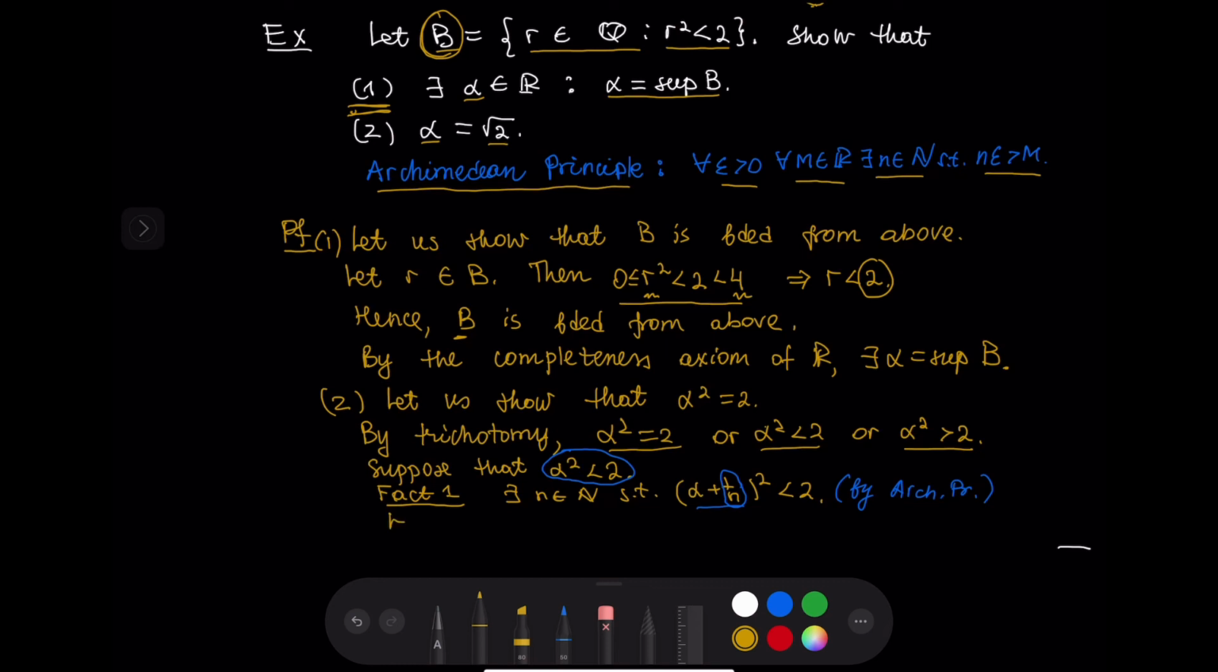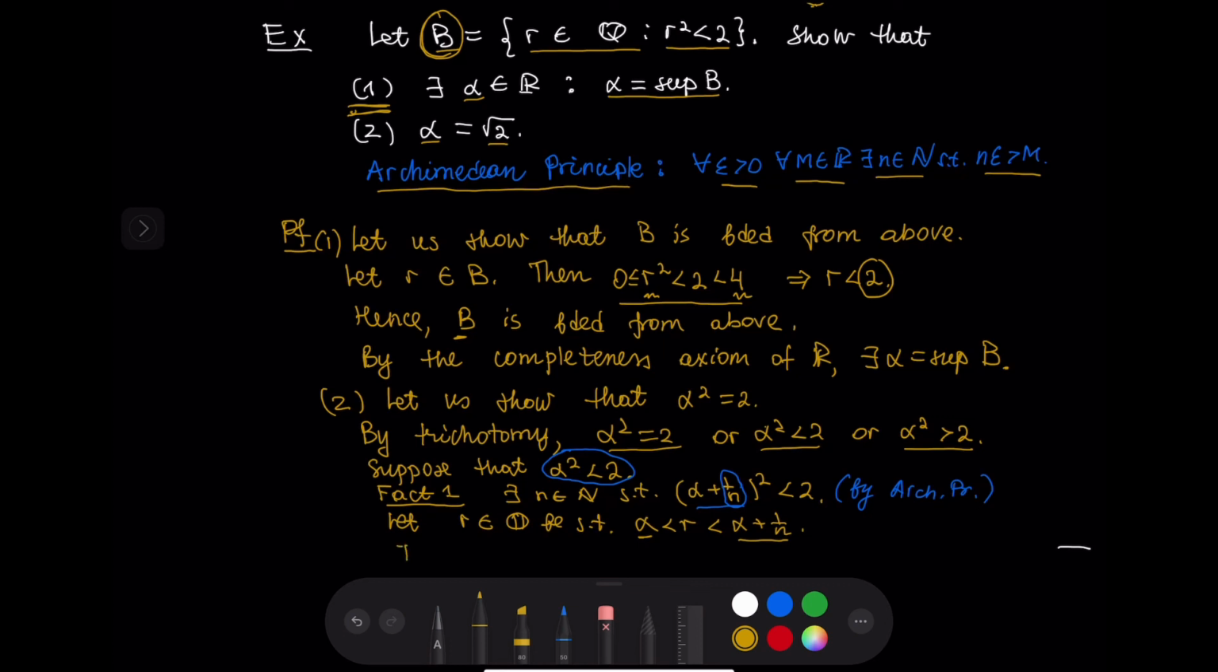So let r be a rational number such that r is in between alpha and alpha plus 1 over n. This is true by the density of rationals, right? Remember, every interval of real numbers contains a rational number. So if you look at the interval from alpha to alpha plus 1 over n, it's going to contain a rational number.